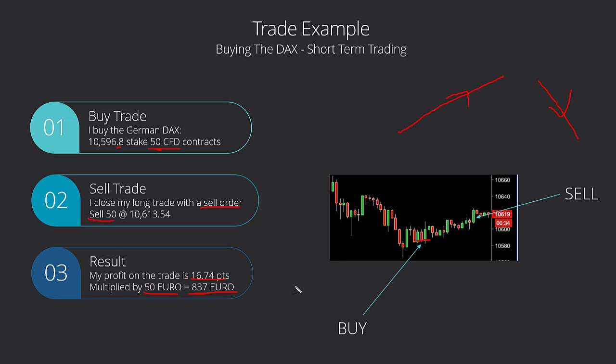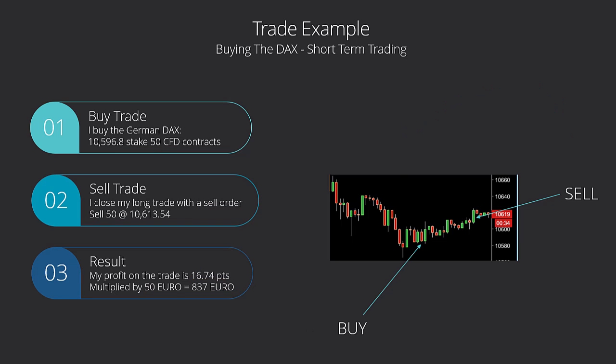Now remember that with the indices, we do not have to pay an additional commission. The commission is all wrapped up into the spread, so that 837 euros is our profit. The vice versa would happen if, for example, we had sold the Dax down there and bought it up here, so we were wrong and the trade had gone against us, or we bought it and the market went lower, and that had been minus 16.74. We just multiply that by the stake we had, and we'd have a loss of 837 euros.